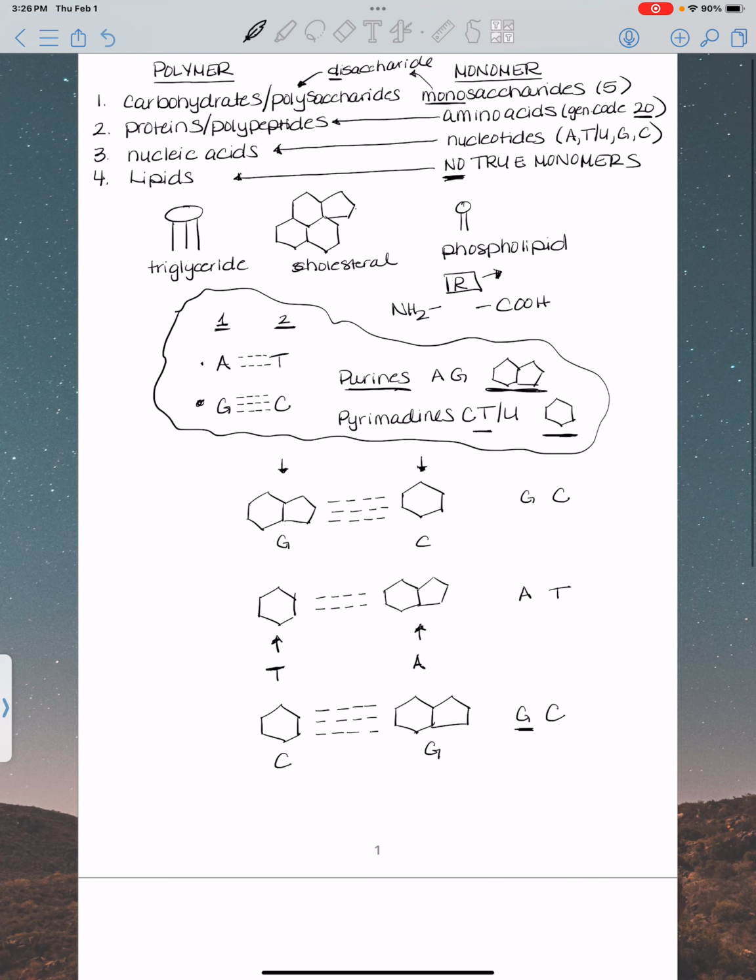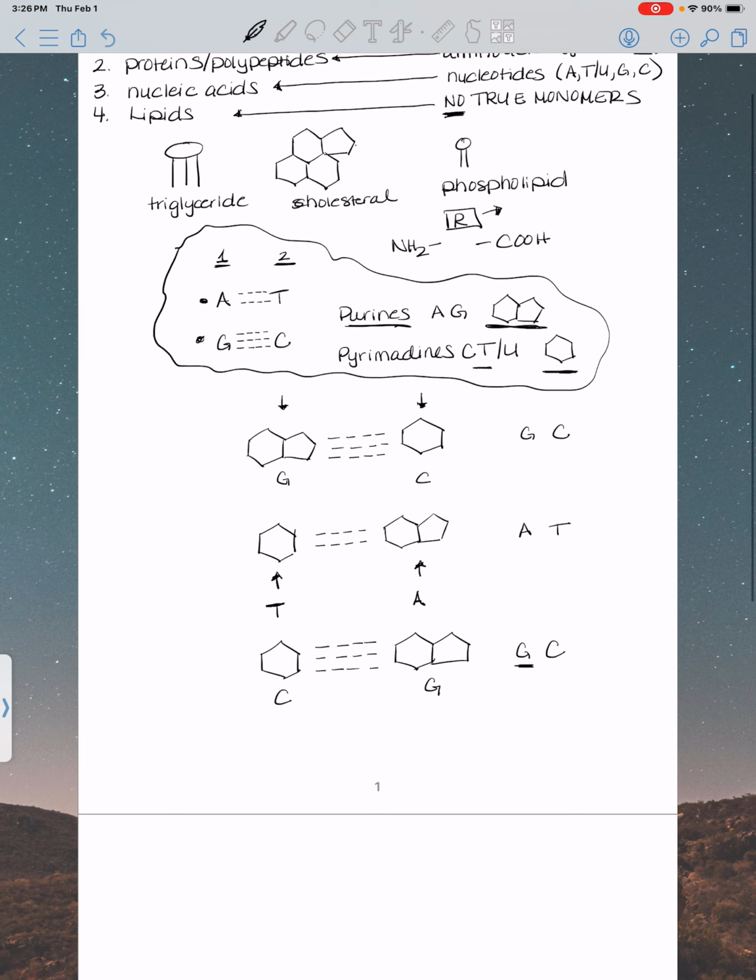So hopefully this helps you recognize a couple things. Let me see what else we talked about. Proteins and protein folding. You can go in and read that in your textbook or slides. We did talk about lipids.